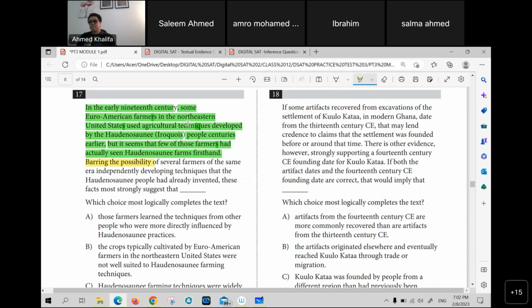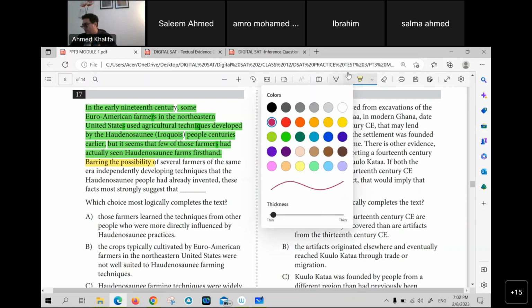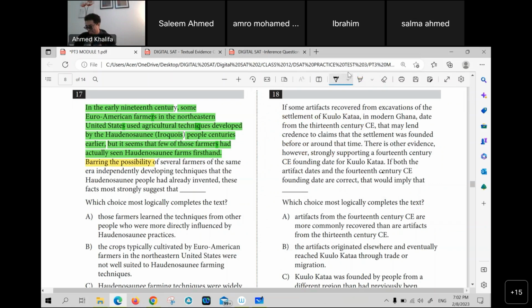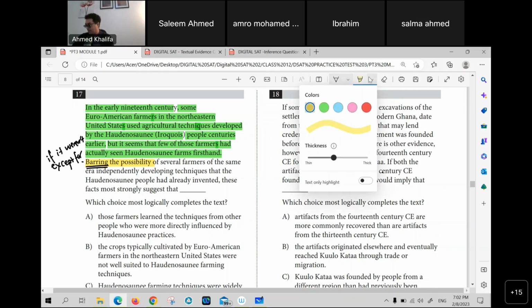Barring the possibility. What does barring mean? I'll tell you the meaning of barring, and memorize it because it repeats a lot. Except for, or if it weren't for the possibility, that's barring. Instead of saying except, they will go for barring. Okay, what else? The second part, guys.